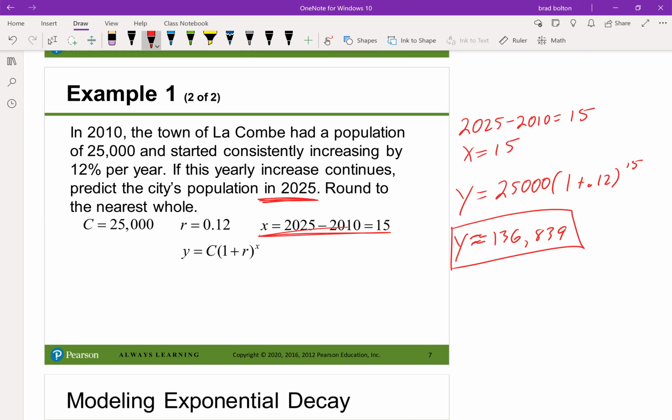Okay, so now here's the thing. You might say, well, why didn't we just use the table? We could have. I could have used my table. So let's go back to graph and let's go second function table, and let's just go down to year 15.